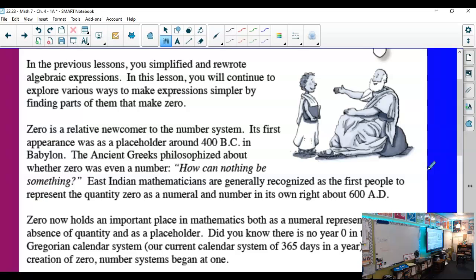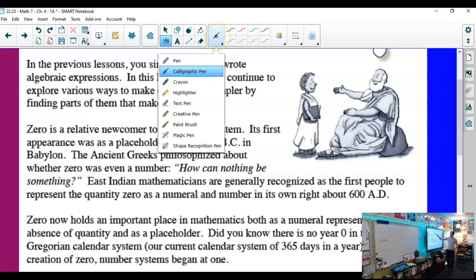In this lesson, you will continue to explore various ways to express expressions simpler by finding parts of them that make zero. Zero is a relative newcomer to the number system. Its first appearance as a placeholder was around 400 BC in Babylon. Wait a minute. Guys, especially if you're not listening.